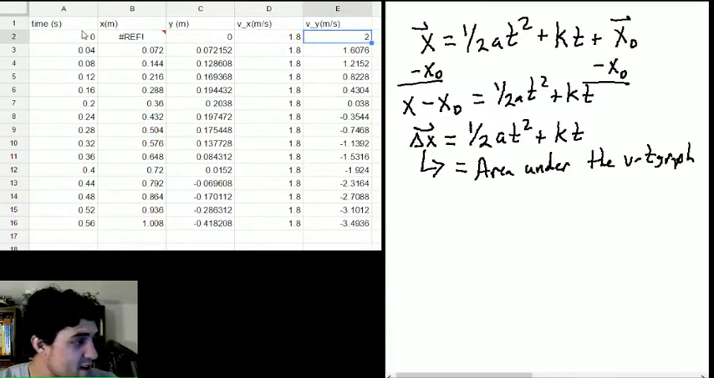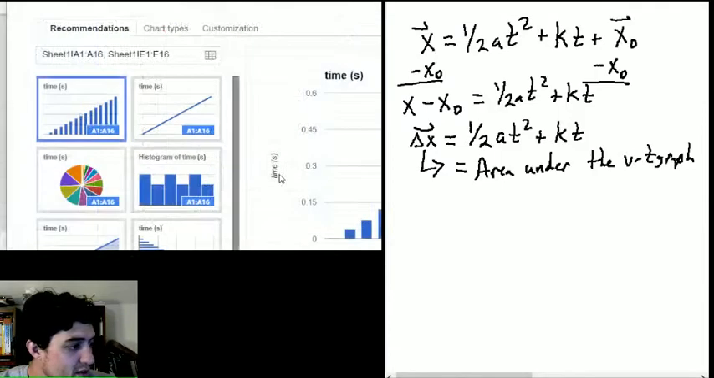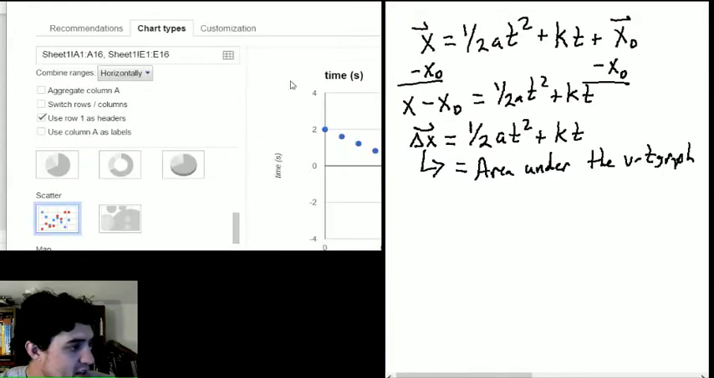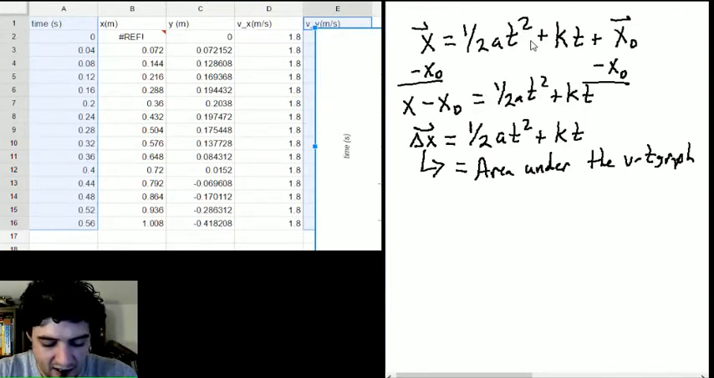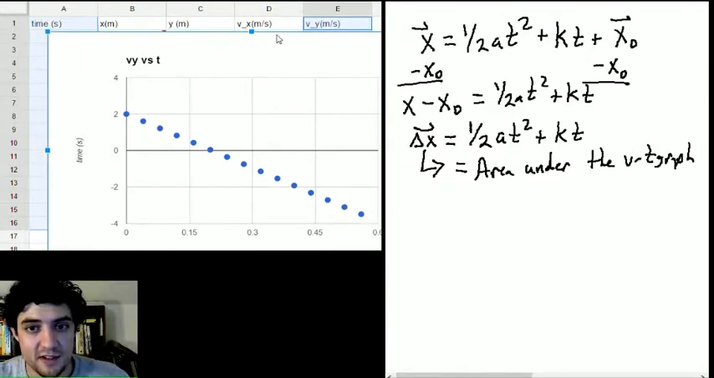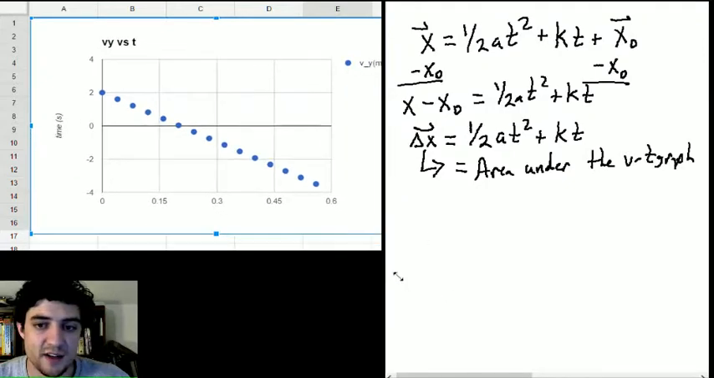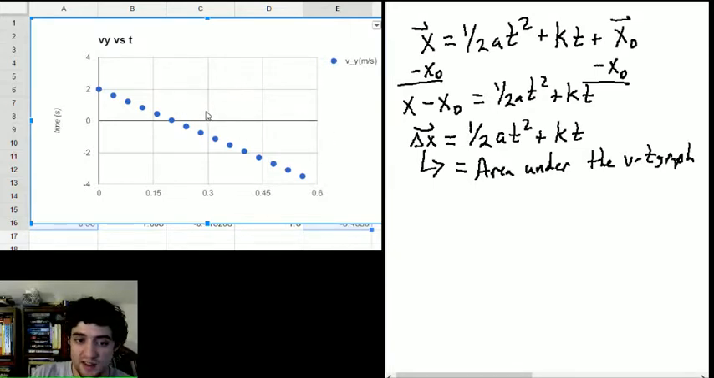So I'm going to come over here, take my times, take my velocities, and insert a chart. We're going to give the internet its sweet time. I'm going to grab our scatter, insert that, and change its name to VY versus T. Let's shrink that up a little bit so we can actually see it. Alright, we get this nice linear velocity time graph, which should look really familiar because when you did this in the lab, you should have seen a linear velocity time graph.